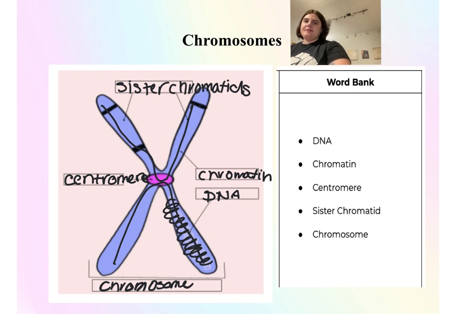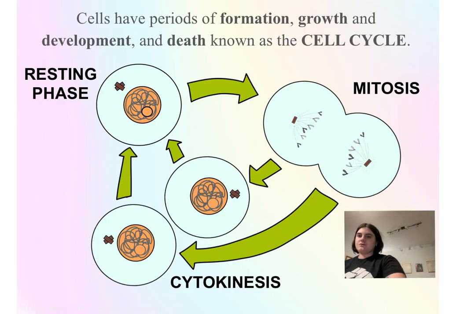All right, so those are our parts of a chromosome. Make sure you have them copied down. Cells go through periods of growth, formation, growth and development, and death, and that is known as the cell cycle. We have our resting phase, we have mitosis, and we have cytokinesis.